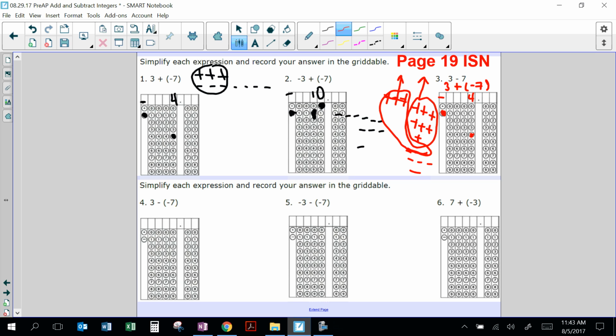For those who do not like drawing it and who understand add the opposite, let's see if it works. 3, start with that. Subtraction, add. What's the opposite of 7? -7. And it does work.